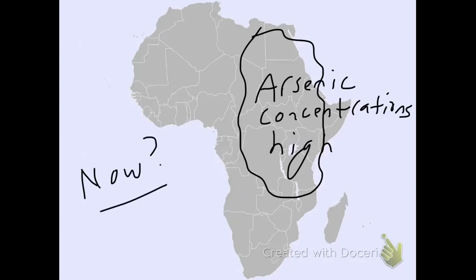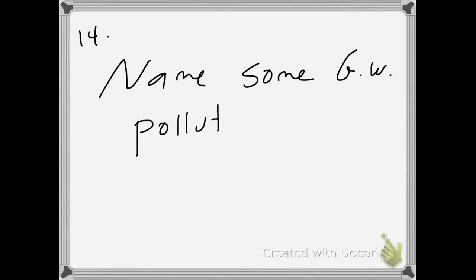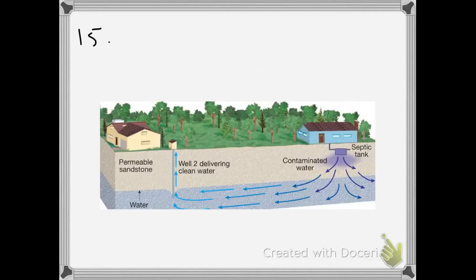Okay, this is non-point source because you don't really know where the arsenic is coming from. Question number 14 is a simple question. Can you name some common groundwater pollutants? There's many answers in this category. You can have sewage, motor oil, chemicals, refinery byproducts, all sorts of stuff. Highway salt.